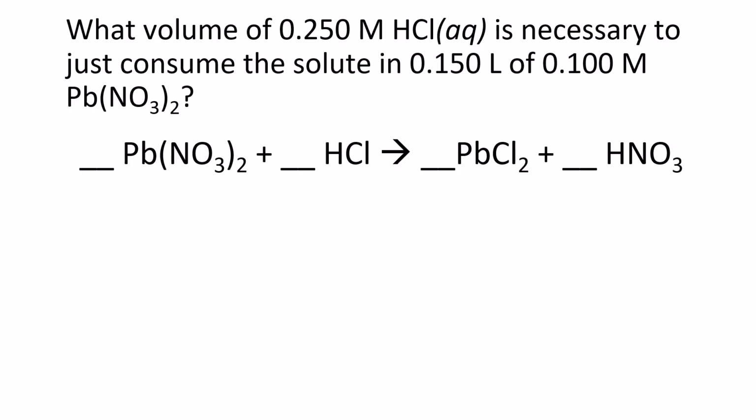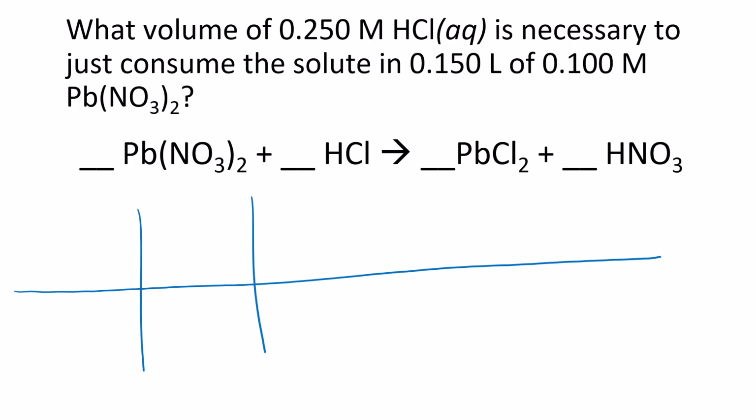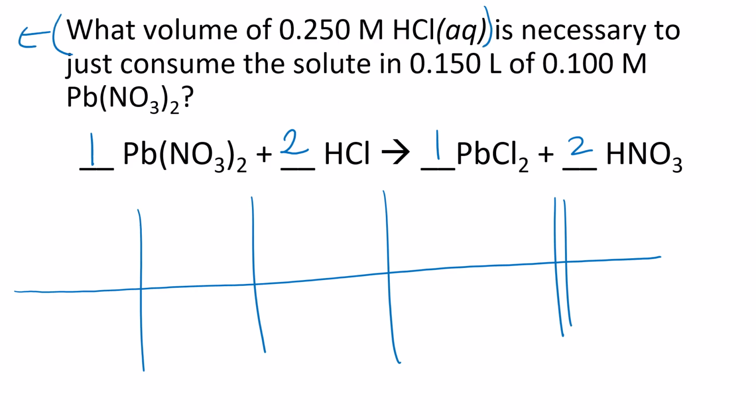What volume of 0.250 molar HCl is necessary to consume just the solute in 0.150 liters of 0.100 molar lead-2 nitrate? So volume to volume, it is also 4 steps. Let's see, 2 here for my coefficient, 2 here, 1 and 1. So this volume right here, this is related to my last fraction because I'm given these two.